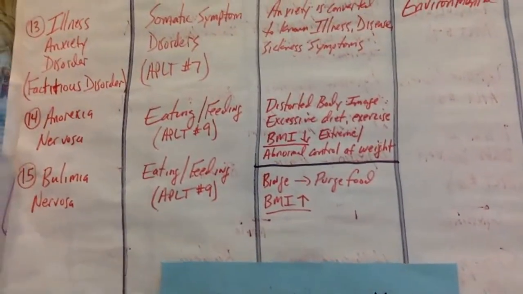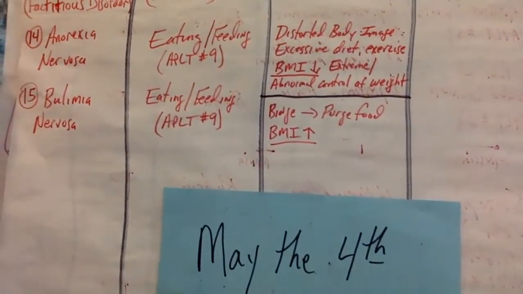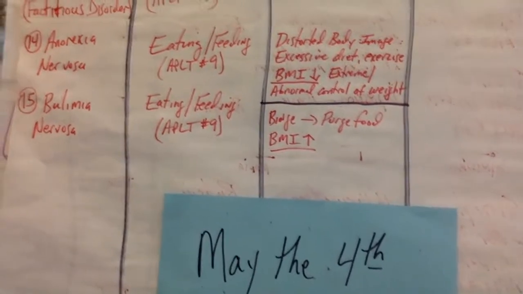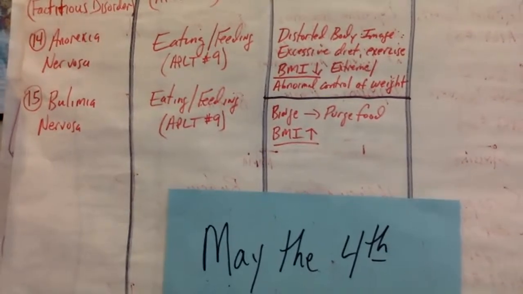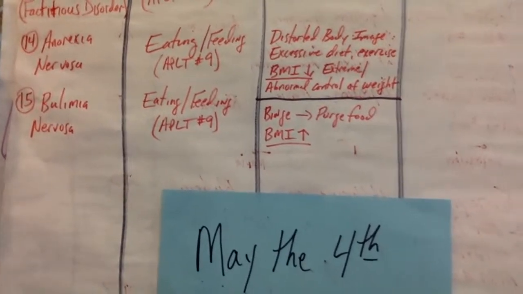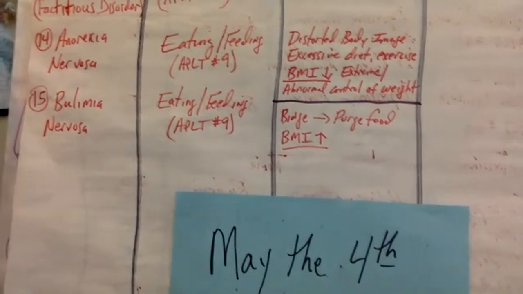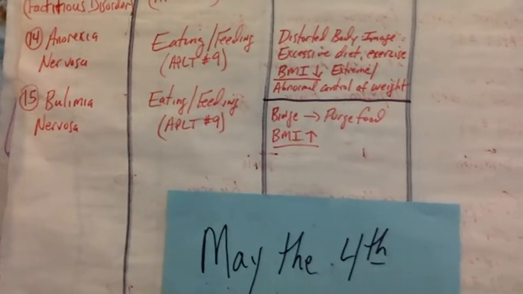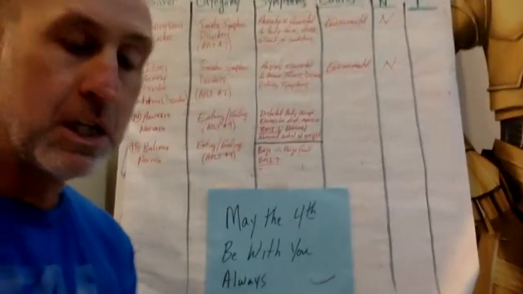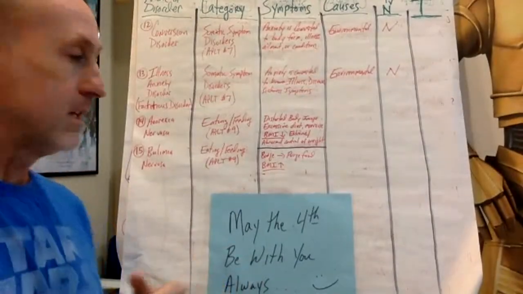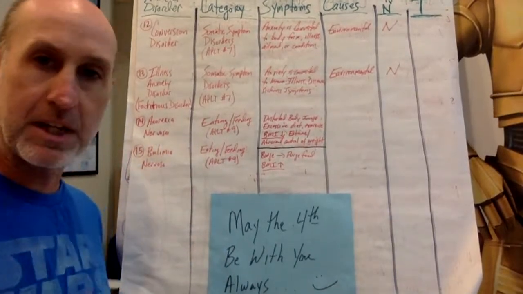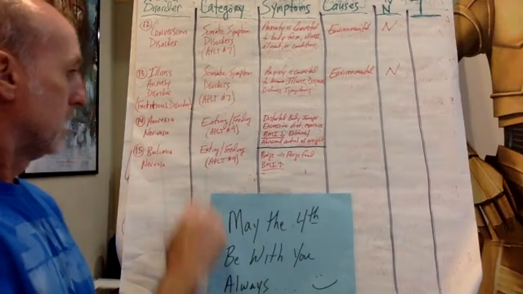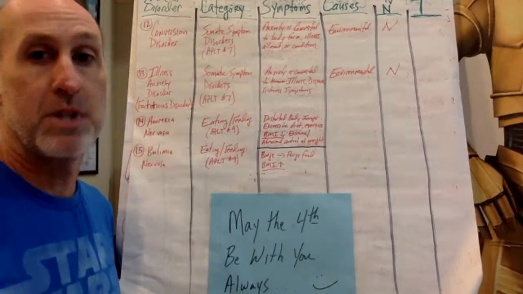Okay, so your 2 for today, 14 and 15, are anorexia nervosa and bulimia nervosa. And then both of them are eating and feeding disorders in our AP Learning Target number 9. Okay. Now, one interesting fact here at the beginning is that you have to include the nervosa. That is actually the technical name of the eating disorders. A lot of people just use the term anorexia, which actually is different.